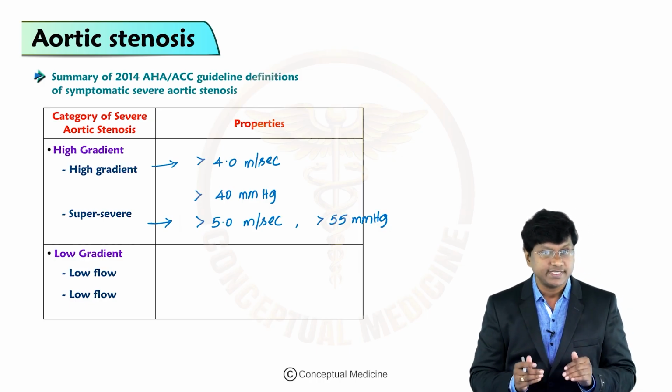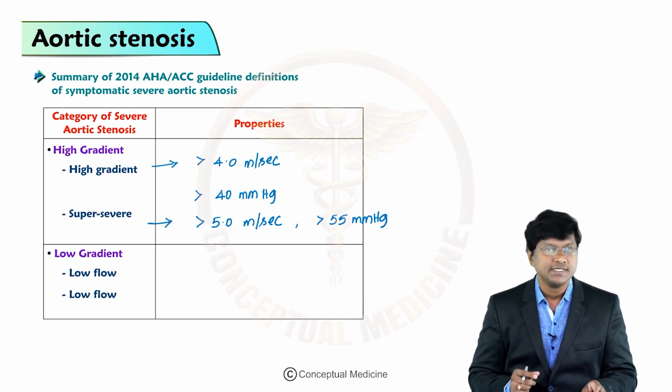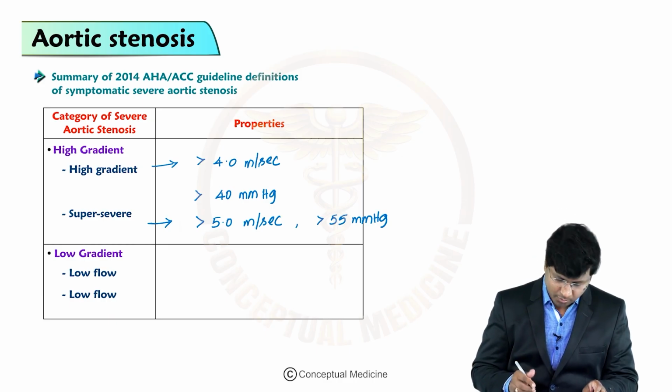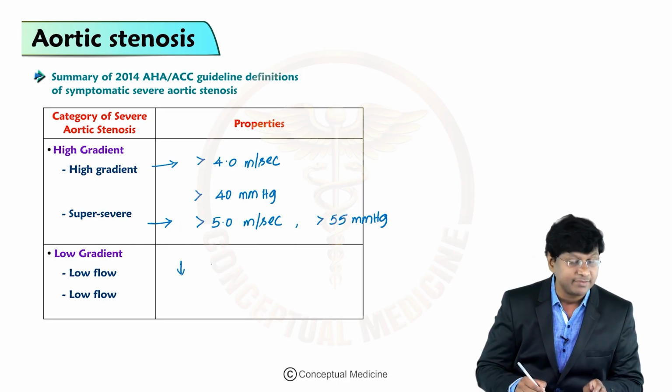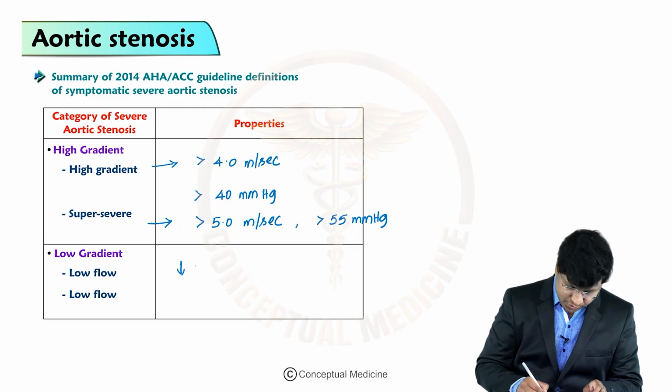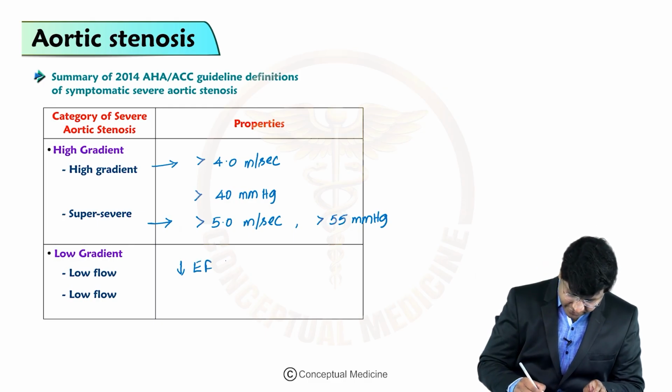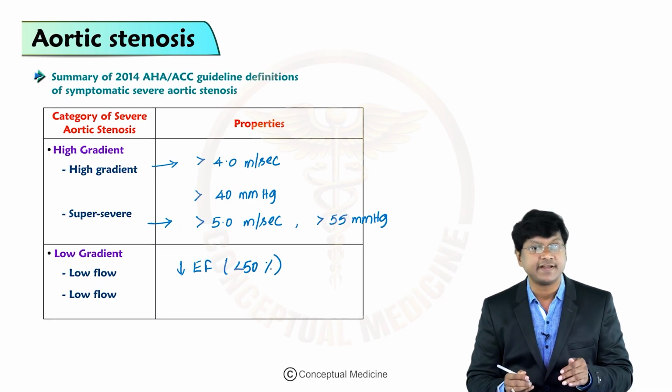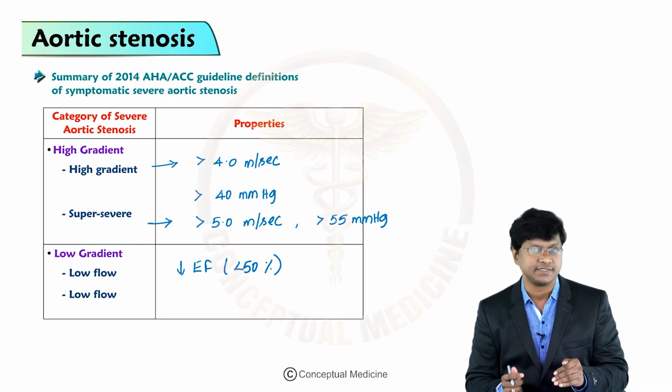Okay. Next, then coming to your low gradient. See, in case of low gradient, what did I tell you? There will be left ventricular dysfunction. So the ejection fraction will be less than 50%. Right, ejection fraction will be less than 50%.